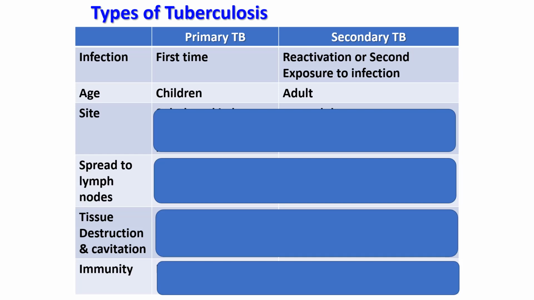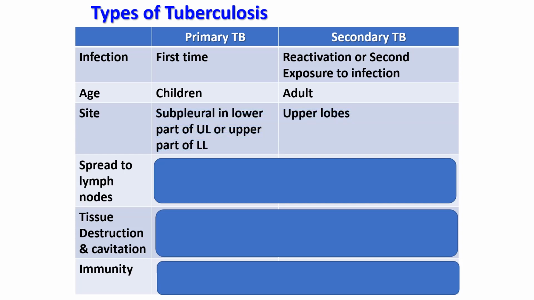Okay, secondary TB will occur in adults who received the primary infection in childhood, and reinfection occurs in adolescence. Okay, the site of the primary TB, as we said, Ghon's focus in primary TB will be subpleural in the lower lobe or the upper lobe, the lower part of the upper lobe or the apex of the lower lobe, and secondary TB prefers to be in the upper lobes. Okay, the apex of the upper lobe.